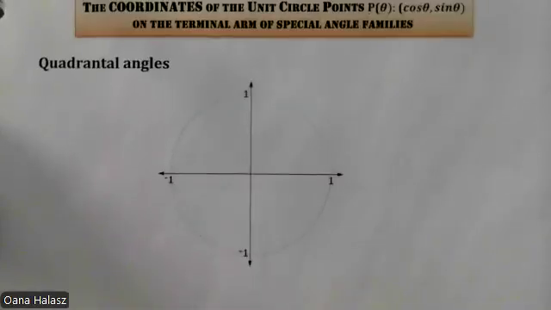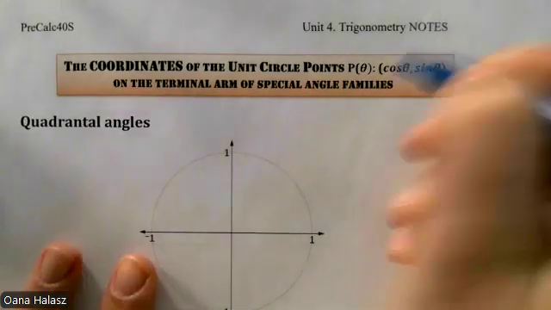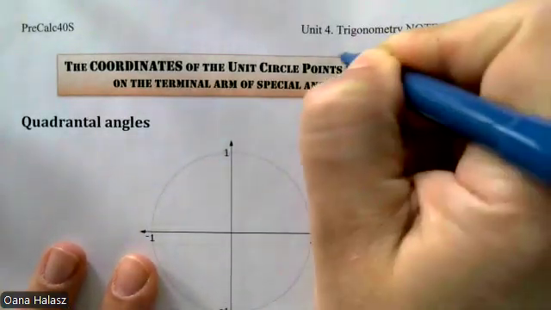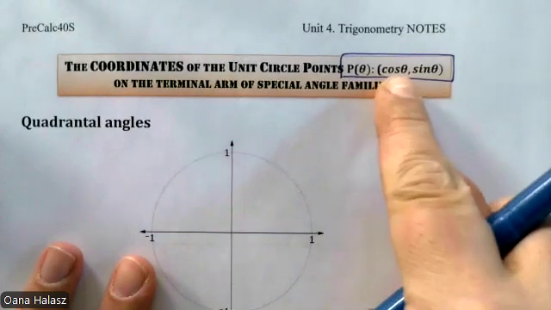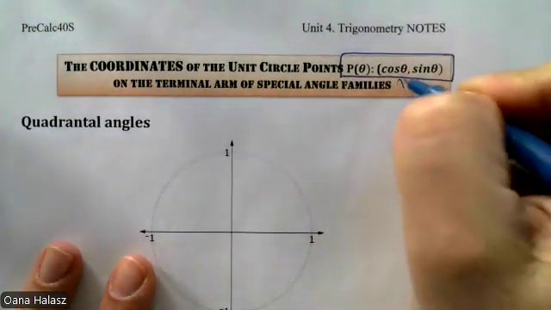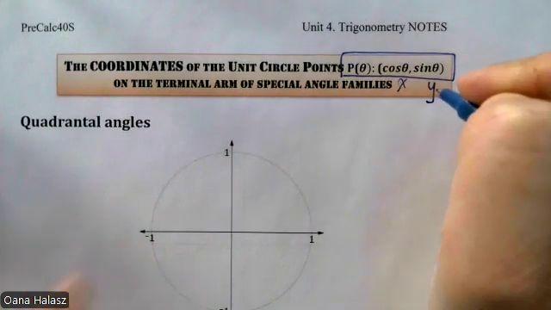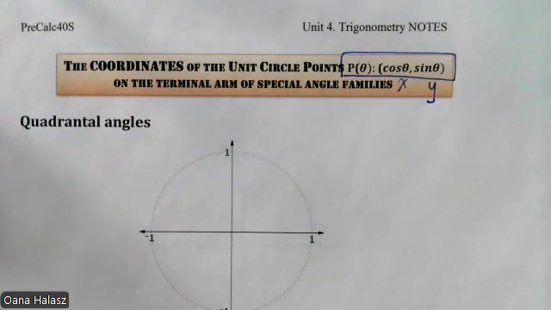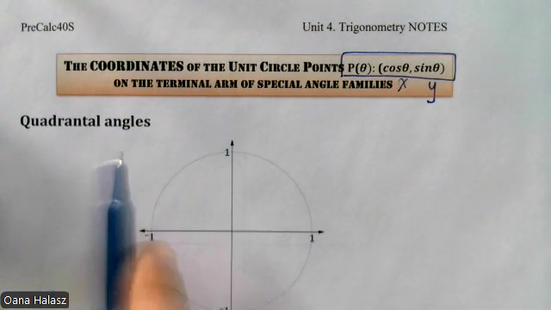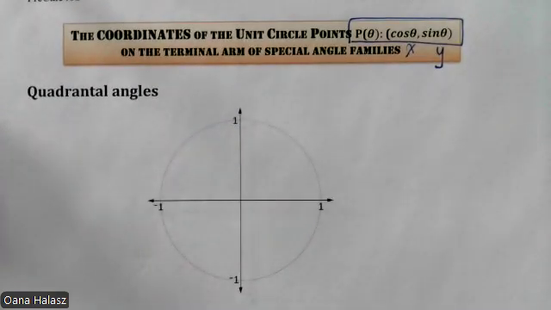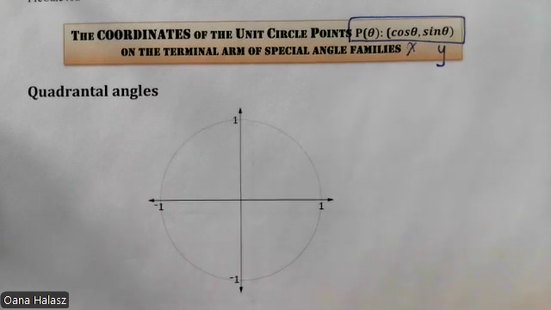Okay, so now let's take that information, the fact that any point on the unit circle will have these coordinates. The value of the cosine is my x coordinate, and the value of the sine of that angle is my y coordinate. And try to figure out any of the missing pieces here for each of the angles that I have a list here on these pages. So we want to find out the coordinates on the unit circle for various points on the terminal arm of specific special angle families. Let's start with the quadrantal angles, okay?